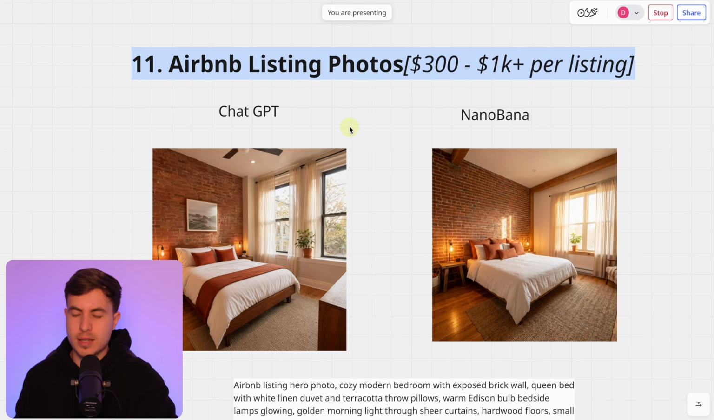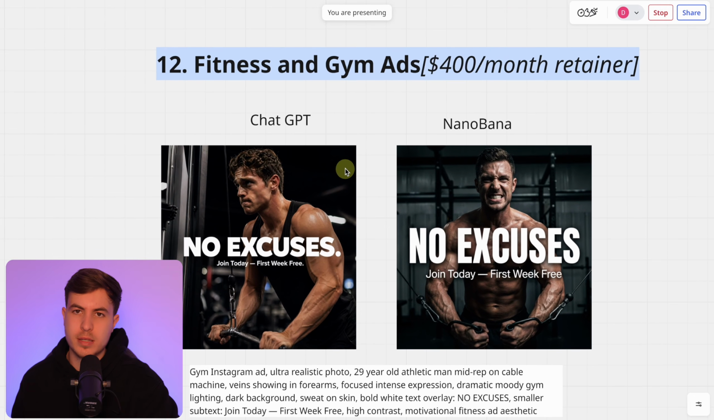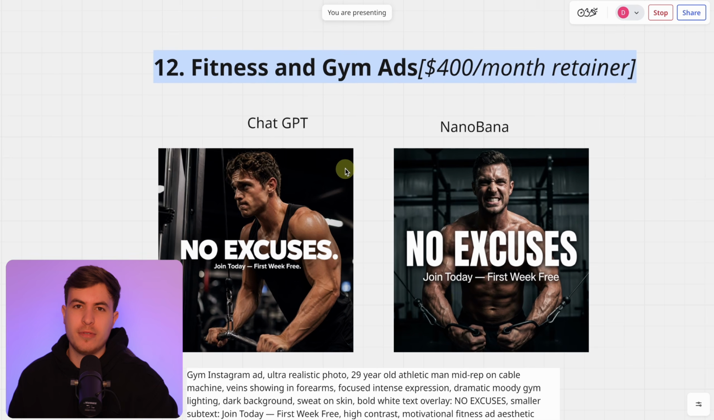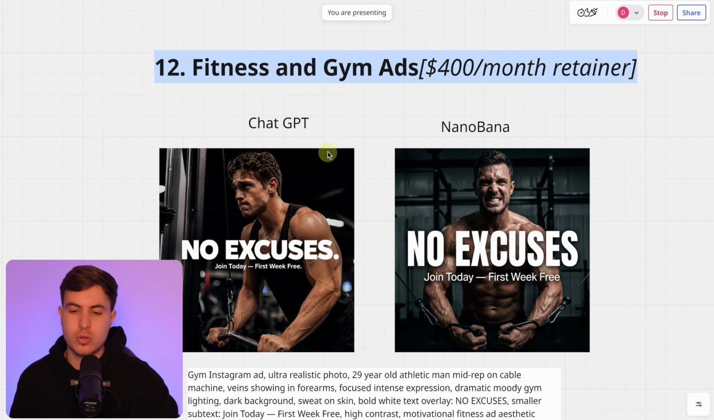Then we have Airbnb listing photos. Take the pictures, let the AI just make them look a little bit nicer. It doesn't have to be crazy. You don't have to lie to people. Just make it look nicer. Edit the photos with AI. It's a billion times better than spending 20, 30 minutes per photo trying to perfect it.